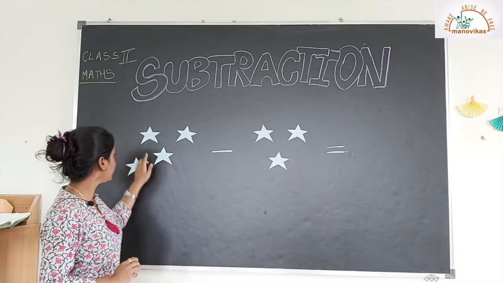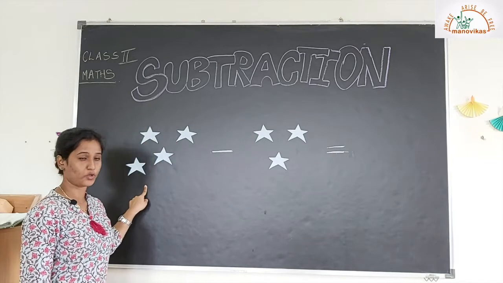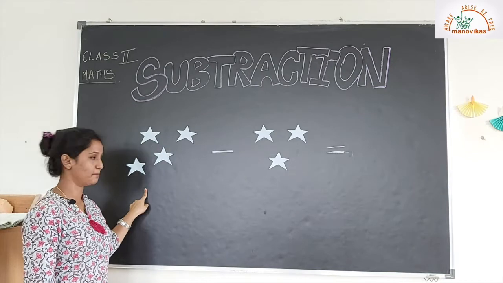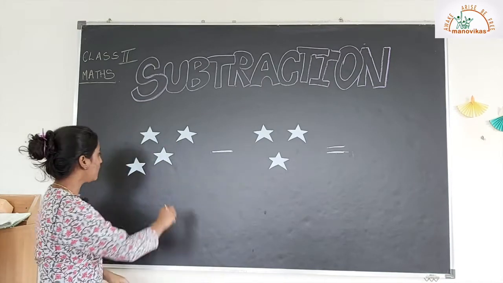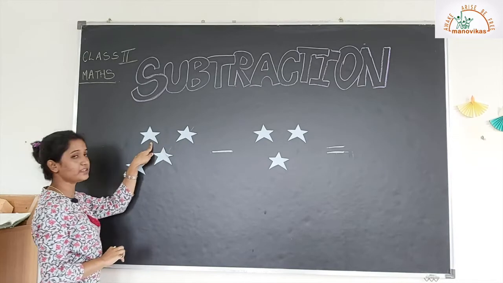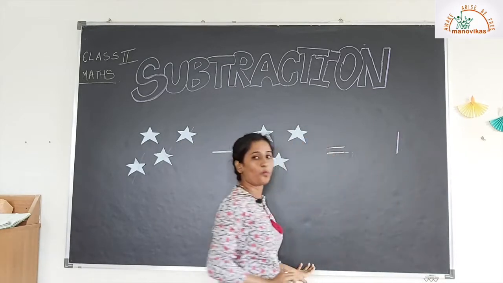So let us begin. So we have to take out 3 from 4 because 3 is a smaller number and 4 is a bigger number. So 4 minus 3. So we take out 3 stars, 1, 2, 3. So how many remain? 1. So the answer will be 1.